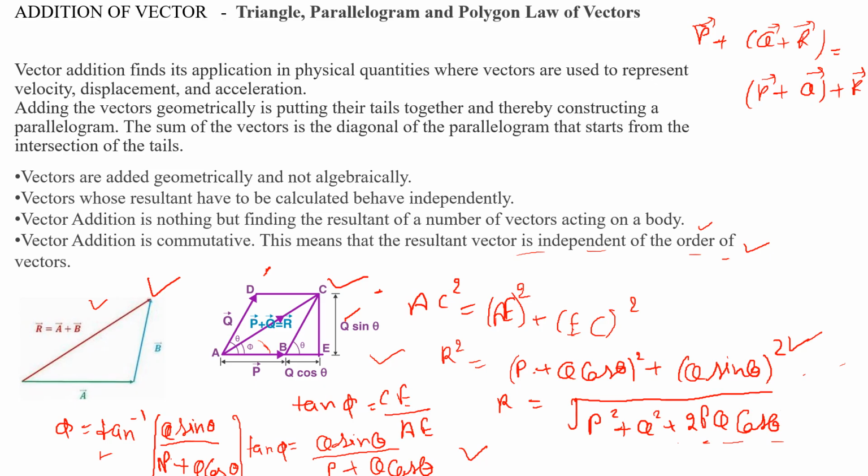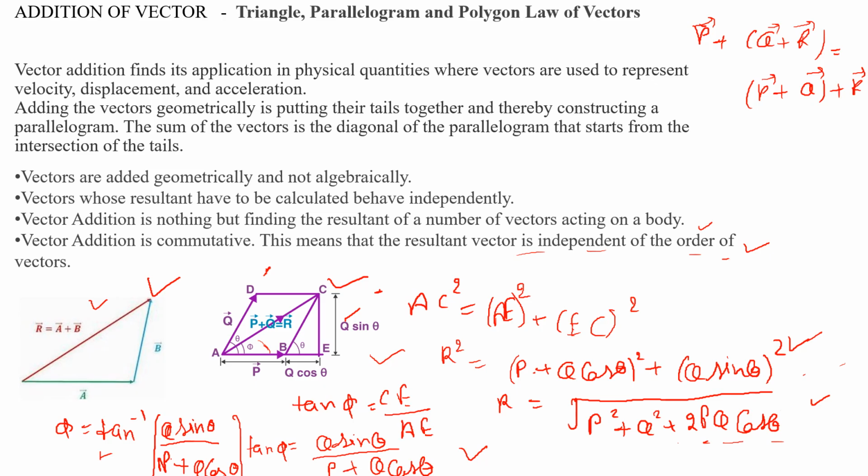Next, R is equal to root of P square plus Q square plus 2PQ cos theta. This is the formula for the resultant. So R will be maximum when cos theta is equal to maximum, that is 1. That is, theta is equal to 0 degree. So we can say that the vectors are like or parallel. The resultant will be minimum if cos theta is minimum, means theta is equal to 180 degree, means cos theta is equal to minus 1. So vectors are antiparallel.